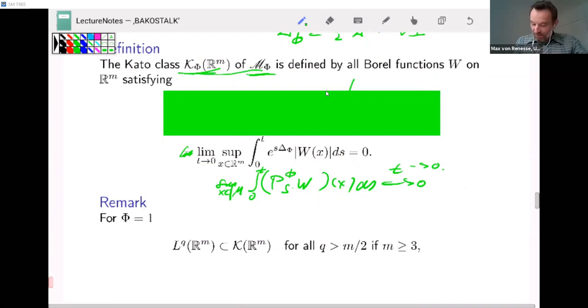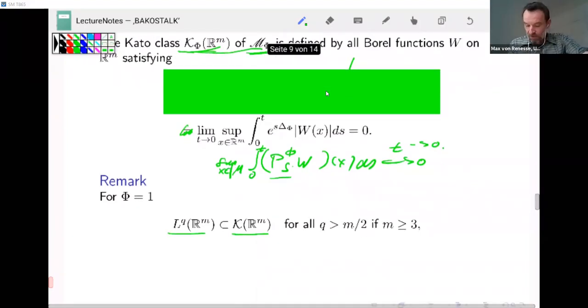Okay, so you're familiar with this. So in Euclidean space, if you work with a flat Euclidean heat kernel, then if the function W is sufficiently integrable, then it will be in the Kato class. Yeah, it's an application of Hölder's inequality and using the integrability of the heat kernel.